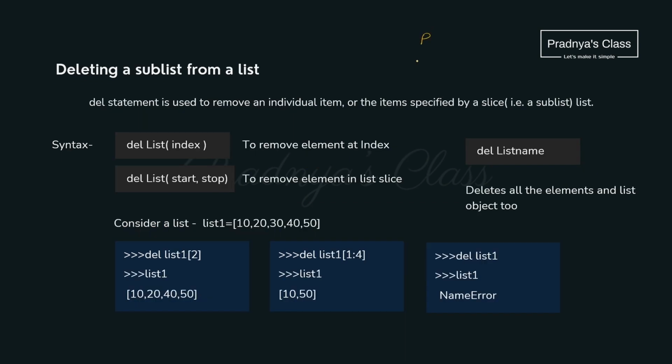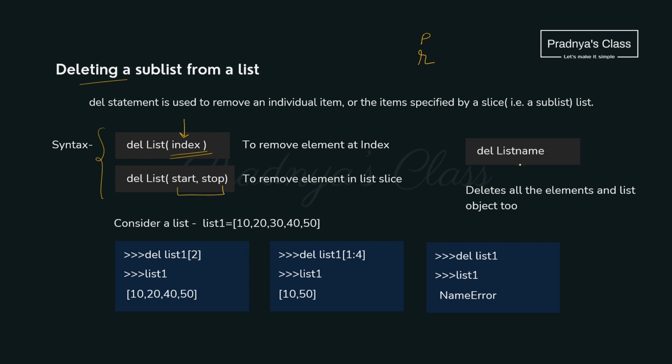Along with the pop method and remove method, we have one more option, that is the del statement. Look at the syntax. It is a statement, not a function and not a method. The advantage of using del is we can remove the elements by specifying a range. With the del statement, we need to provide the index. If you want to delete a range, you mention the start and stop.